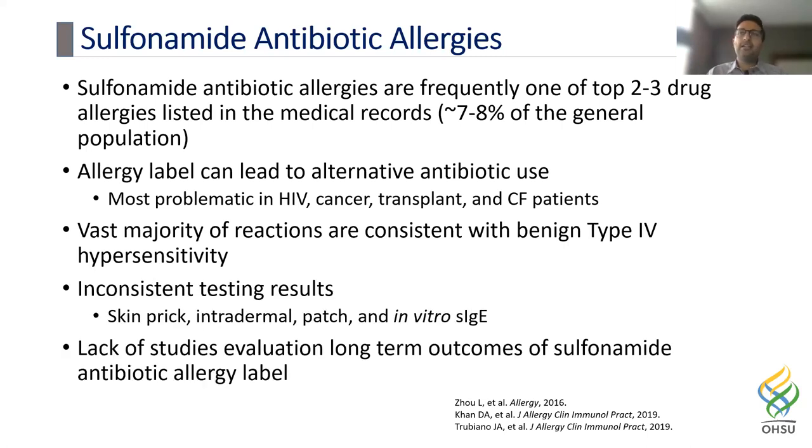And the big problem is that there's no good testing. Skin testing has not been particularly helpful for delayed hypersensitivity reactions. People have looked at delayed intradermal readings, really not great specificity or sensitivity. Patch testing, same thing. In vitro specific IgE doesn't make sense for a lot of these because these are non-IgE mediated reactions. And there's just a lack of studies to evaluate the long-term outcomes of having sulfonamide allergy labels like we have in penicillins, but people are becoming more and more interested in sulfonamide allergy just because a lot of people can tolerate sulfonamides again over time.